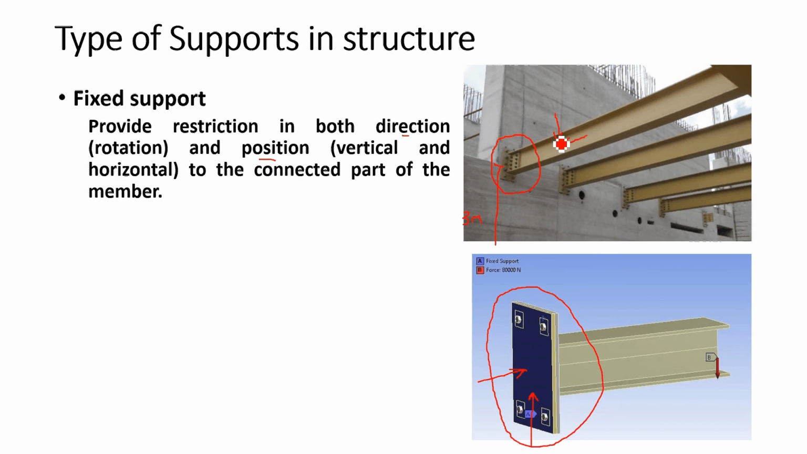In addition to these two, until now this is similar to the pin support, but there's another restriction it will provide when you try to rotate the member in this direction. This vertical part of the member will never allow rotation. You can imagine that, right? When you try to rotate the member in this direction, this part is never allowed to rotate. It will provide some kind of counteracting action against your movement. Therefore it will provide restriction in the rotation as well, right?